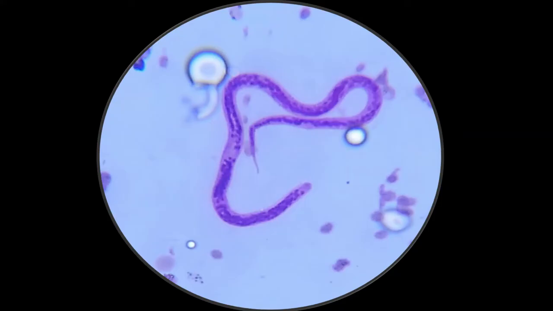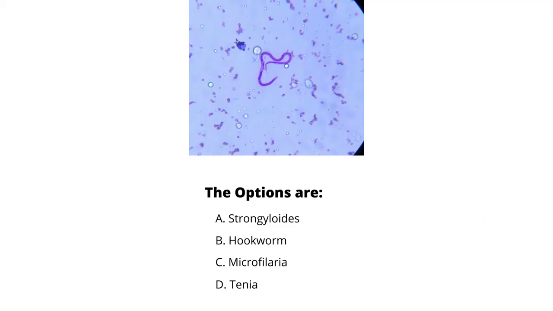So if we clearly see this picture, there is a sheathed microfilaria with no nuclei at the tail tip. So it is a microfilaria and more precisely it is Wuchereria bancrofti. So our final answer is option C, microfilaria.